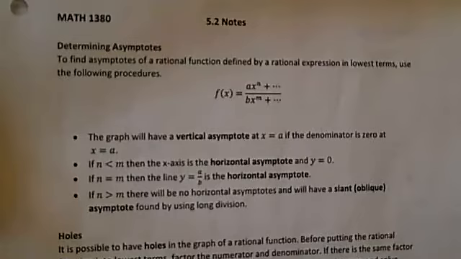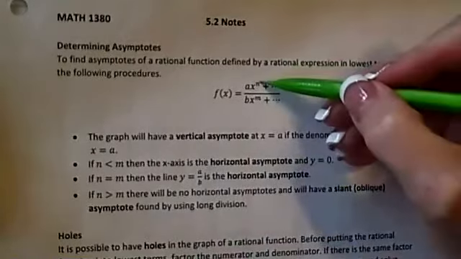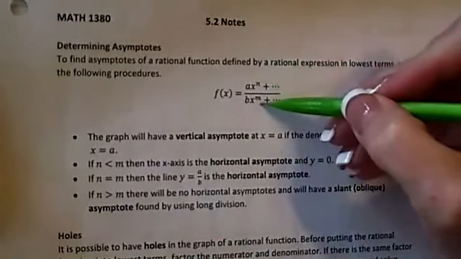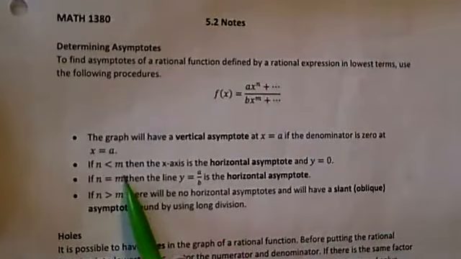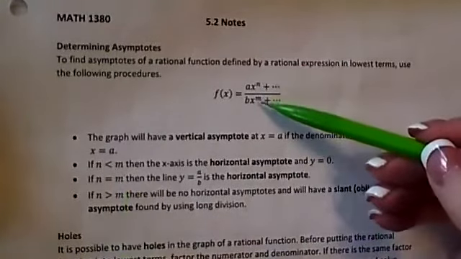A vertical asymptote is going to be straight up and down. You can find a vertical asymptote by setting your denominator equal to 0. That's how you want to write your notes: you set your denominator equal to 0, and that's your vertical asymptote. If I look up here at the notes, notice this power is an n and this one is an m. If I look at the second bullet, if n is less than m, it's saying this power is less than this power.